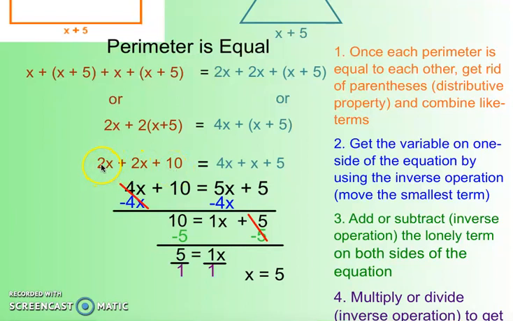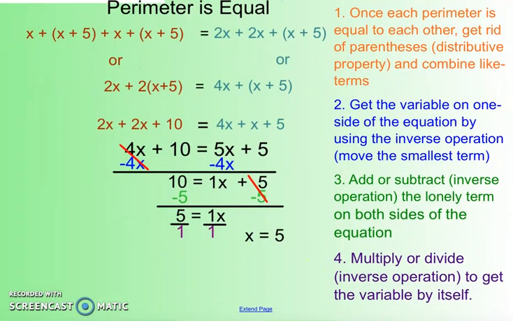So it's using the distributive property. But in step number 1, we're just trying to find the perimeter. We're adding up the terms that we know. And then number 2, getting rid of the variables, moving things to one side. Then we added or subtracted any of those lonely terms. And then the last step, we multiply or divide to figure out what the value of that variable is. And x was 5.